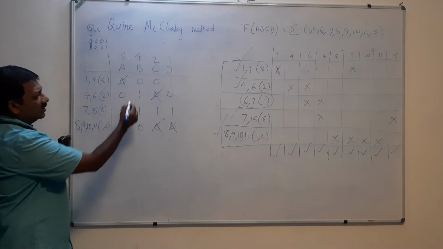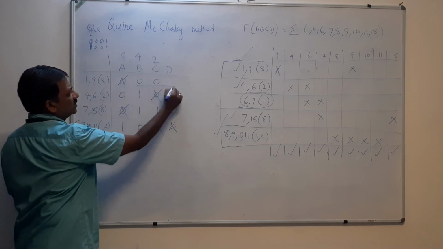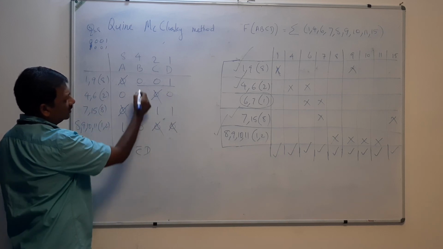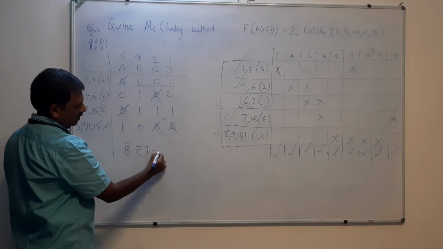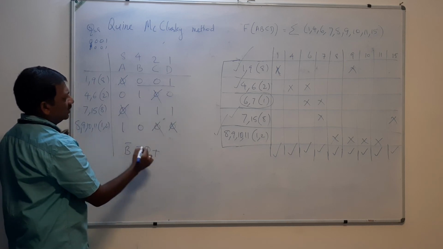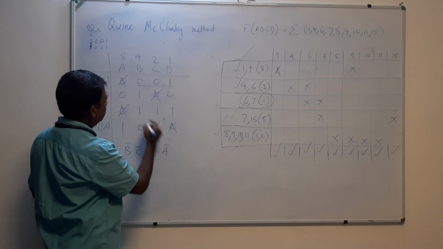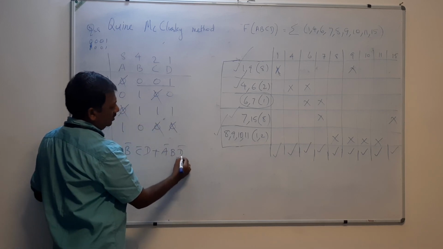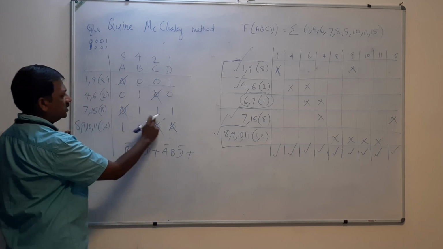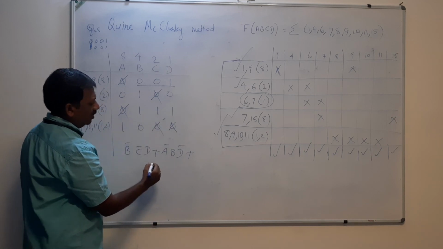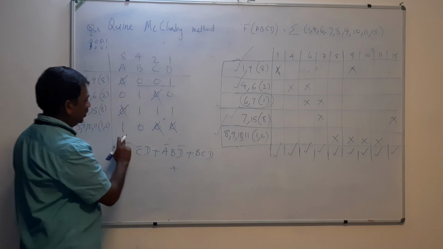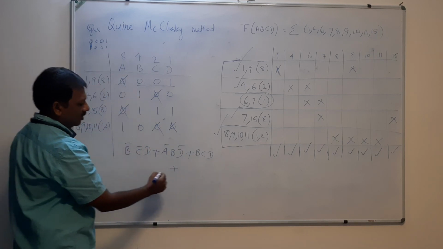Now what remains is this: B bar C bar D, plus what is this? That is A bar B D bar, plus what is this? This is BCD, plus what is this? A B bar.